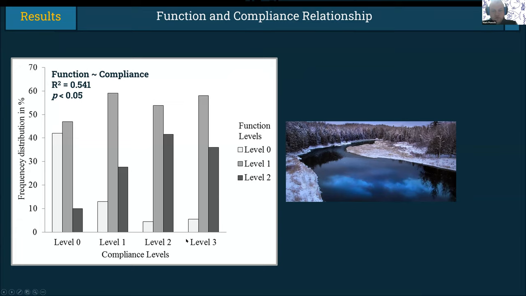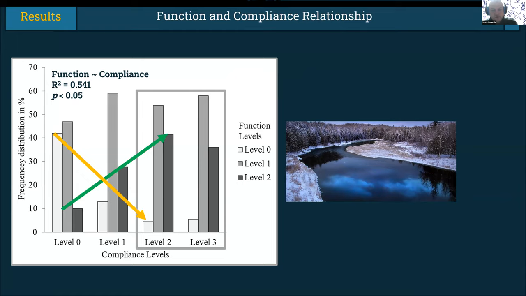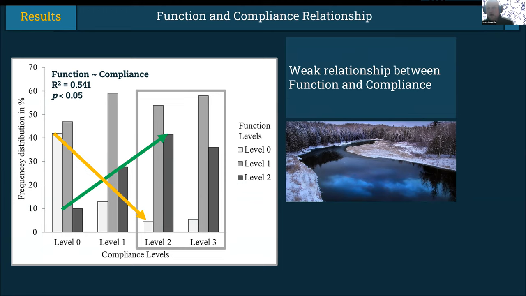And so as you improve compliance, you also improve function. But what's interesting is that it does tend to asymptote, or level off at a certain rate. That means that once you have compliance, you get this leveling off of ecosystem function. This was really interesting to us because we were a little bit surprised by how weak the relationship was between function and compliance.